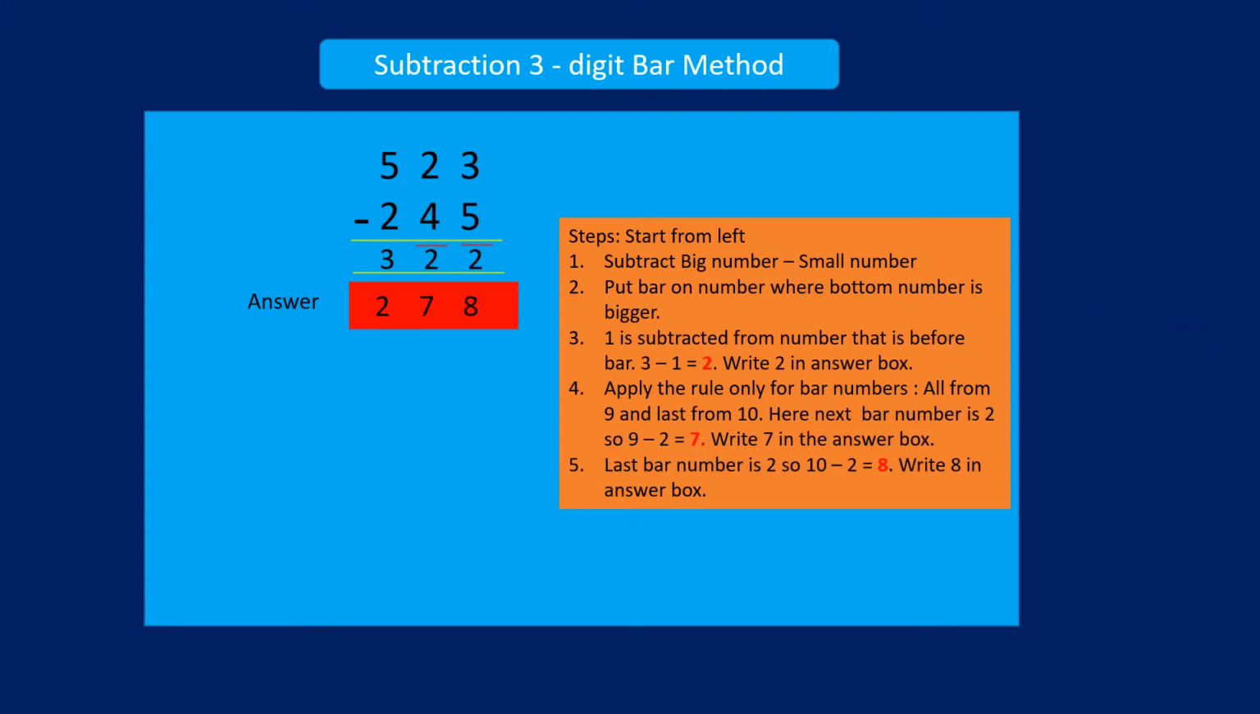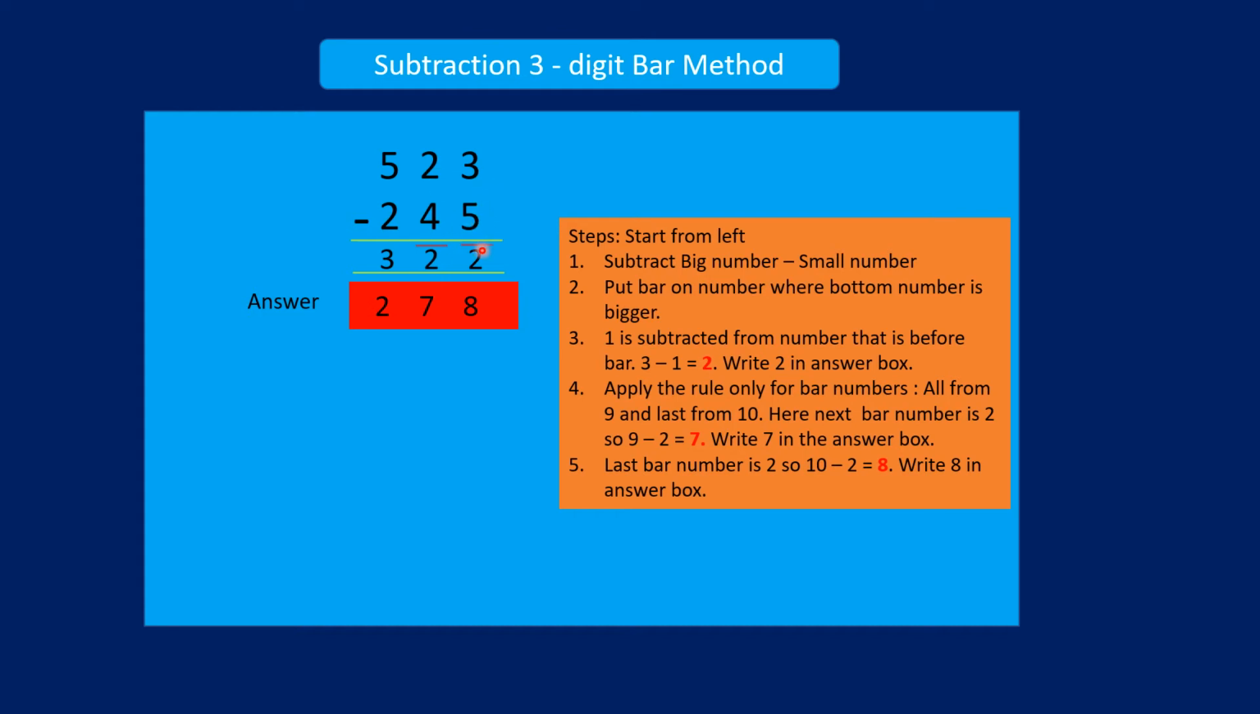One more example. 523 minus 245. So start from left. Big number minus small number. 5 minus 2, 3. Again, big number is at the bottom. So 4 minus 2, 2.